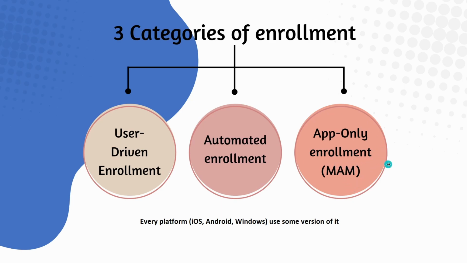Category three is app only enrollment. This is where MAM comes into the picture. It's just MAM and no MDM at all. Intune does not manage the device at all. It only protects the specific work related applications. The employee never enrolls their device, but their Outlook and Teams apps still get protected by the company's policy because Outlook and Teams belong to the company.